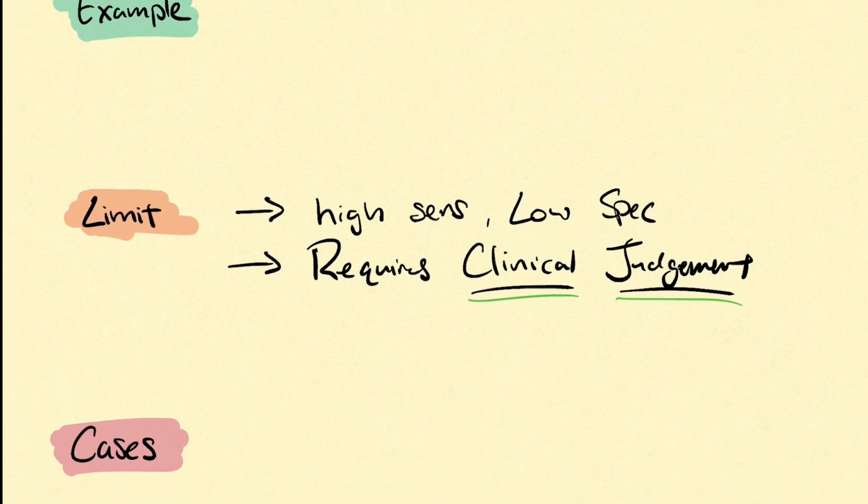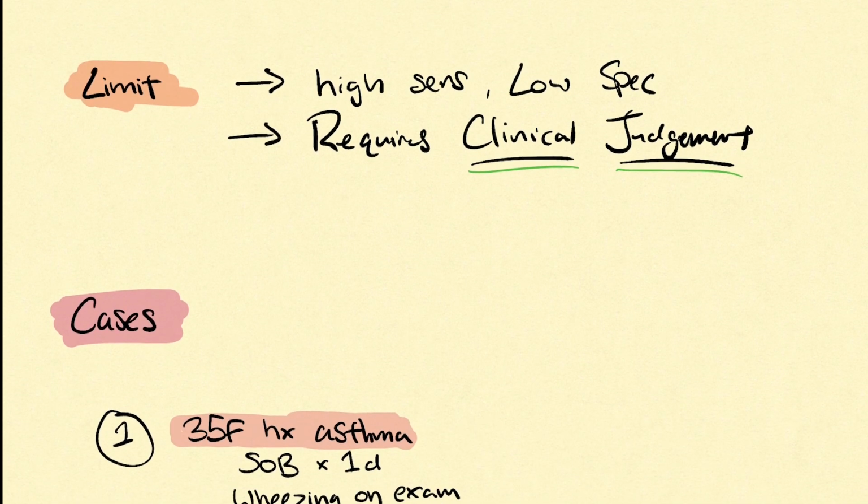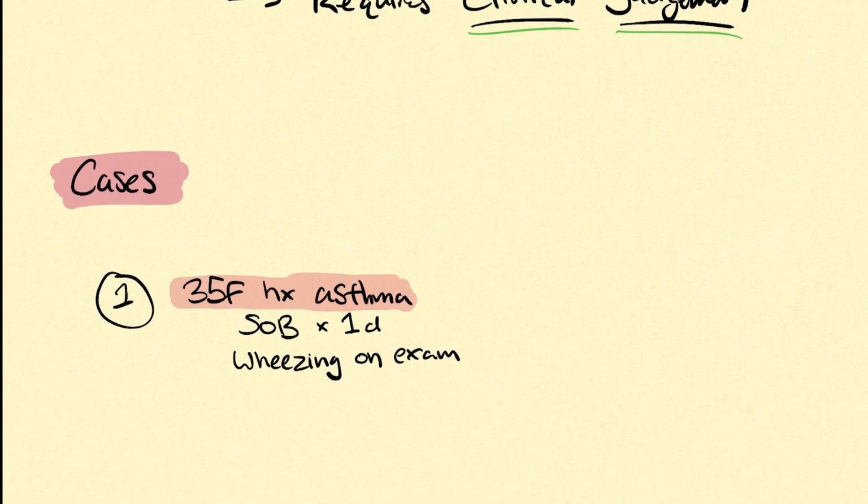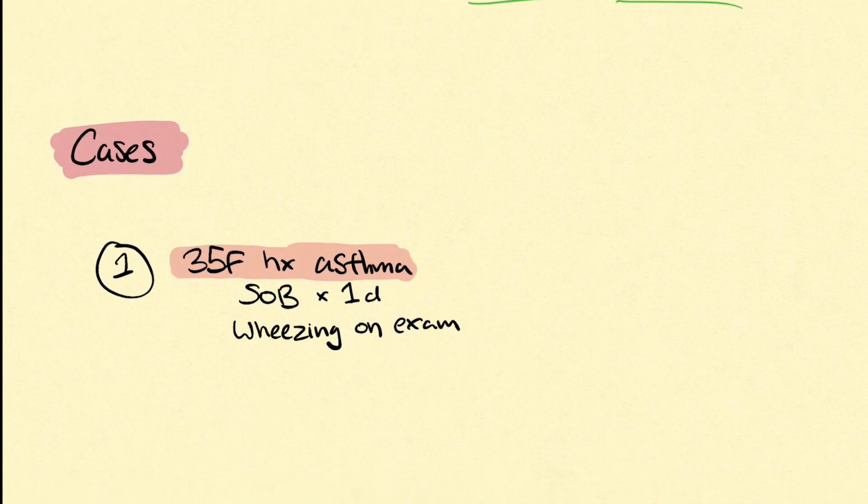And so I just want to go through a quick case of when the rule should be used and should not be used, all right? So case 1, we have a 35-year-old female with a history of asthma. They're coming into the ED with shortness of breath for 1 day. When you examine them, they are wheezing. They're audibly wheezing on exam. And let's say they tell you, this sounds like the last time I had really bad asthma.